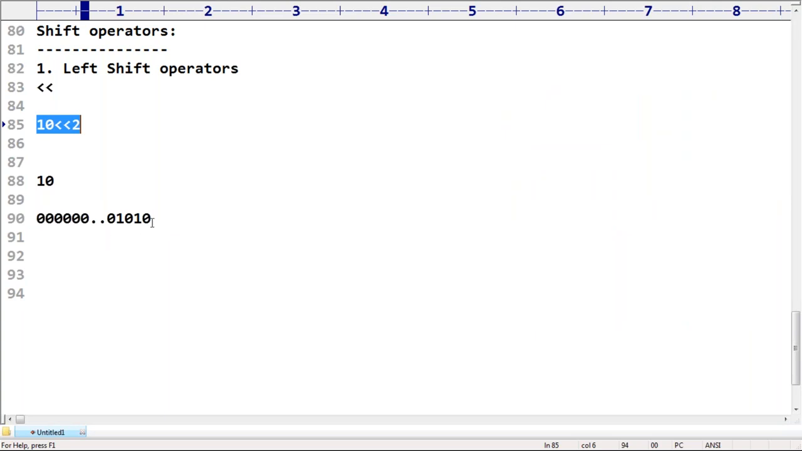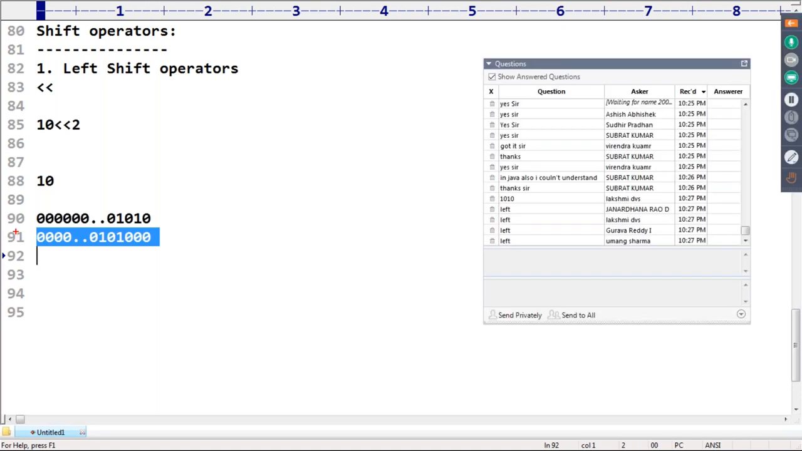So after the shift operation, these 2 zeros will be gone by default. Here 2 blank cells are going to come. Can you please fill them with 0, 0? Are you getting it? What is the result of this? You have to tell. Can you please guide what is the result of this one?